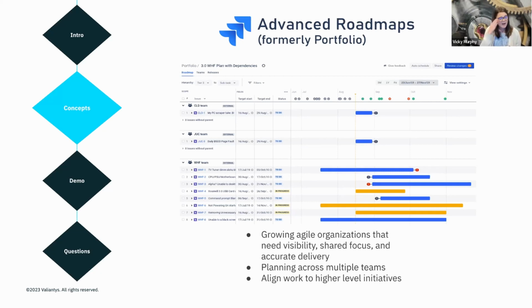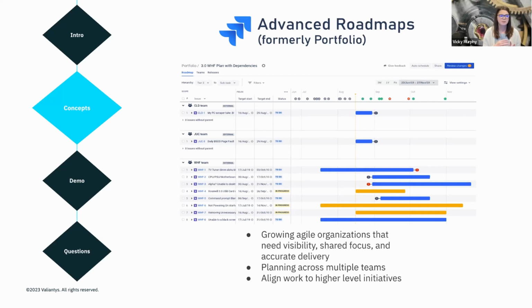As the name really suggests, this is a road mapping tool that can be used to help you scale your process across your organization. This is available now out of the box in Jira Data Center instances, as well as Jira Cloud Premium or Enterprise instances. And really what this tool is great for is growing Agile organizations that need visibility, shared focus, and accurate delivery across multiple teams and across multiple tiers.